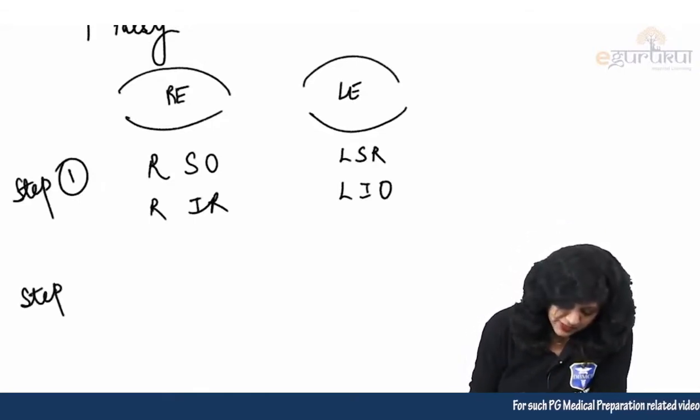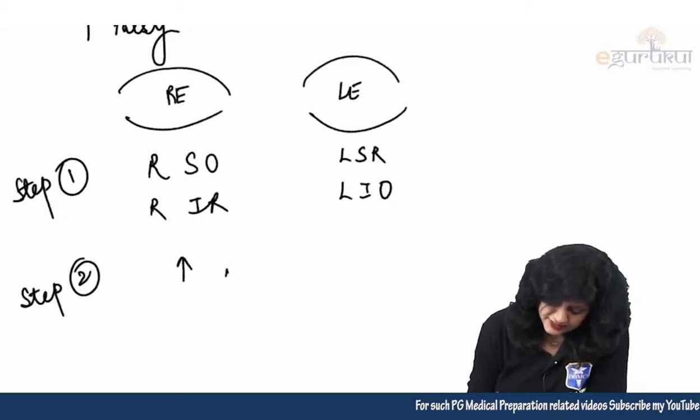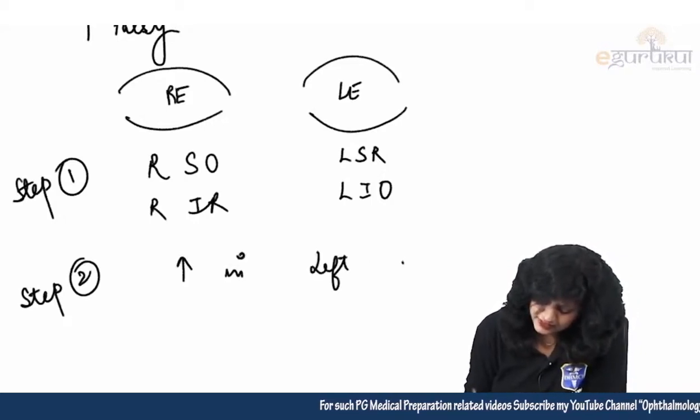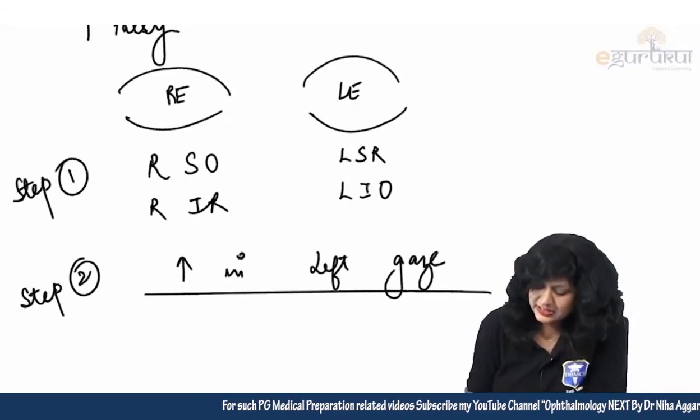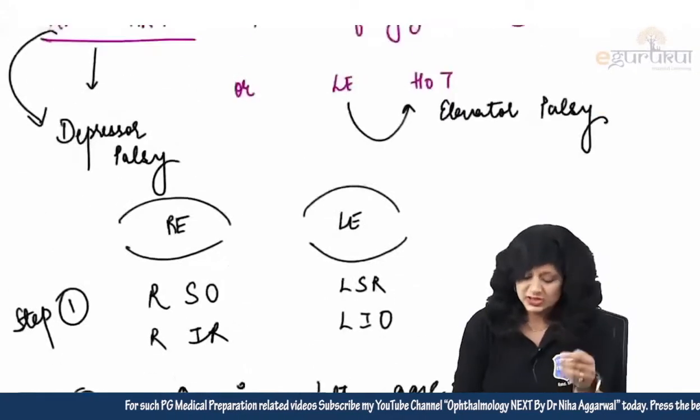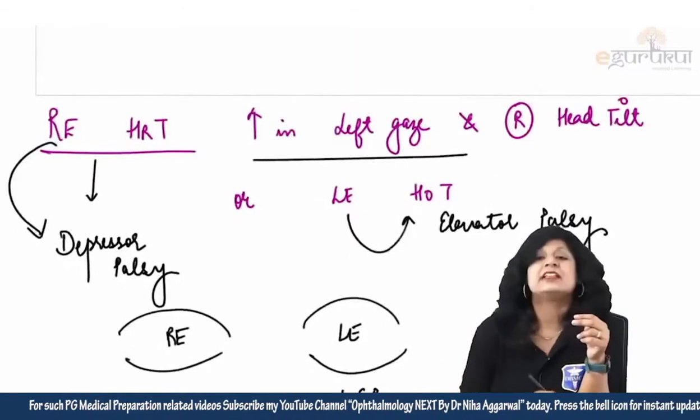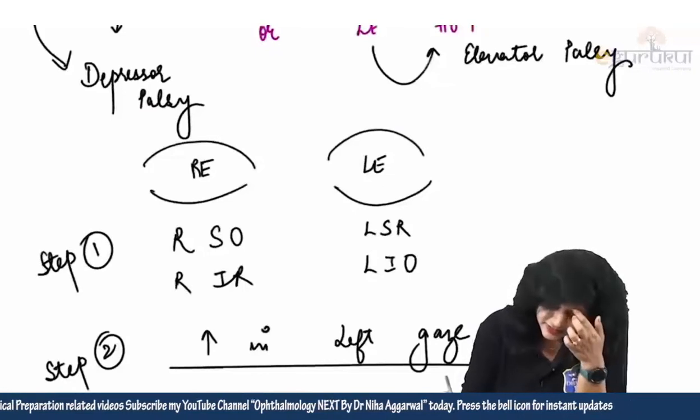Now coming to step 2. Step 2 says that it increases in the left gaze. You have to see in which gaze it is increasing. It is increasing in the left gaze. Now try to make left gaze here.